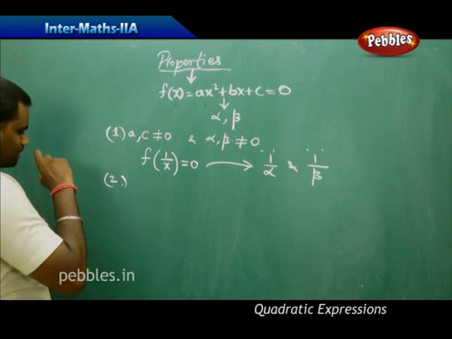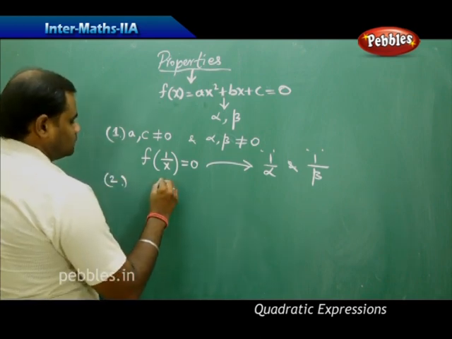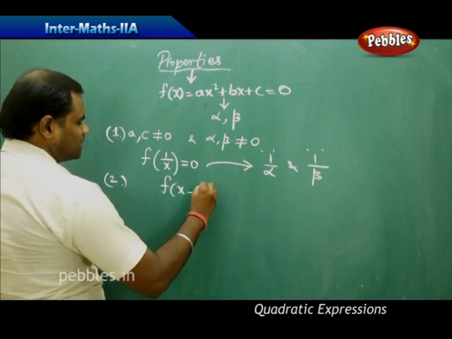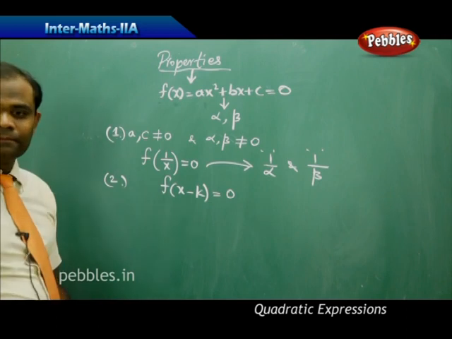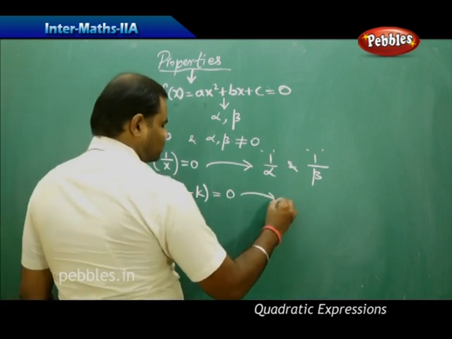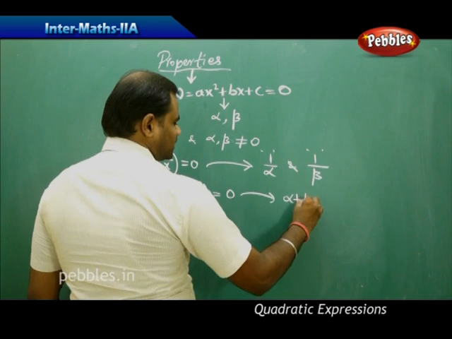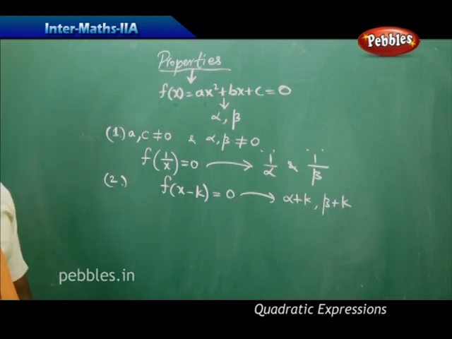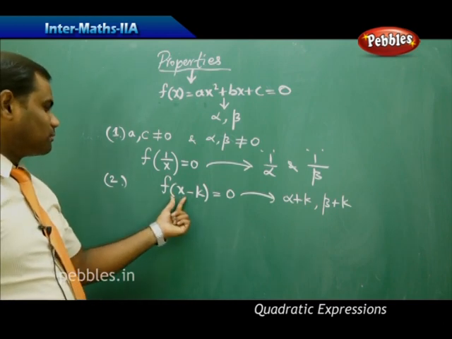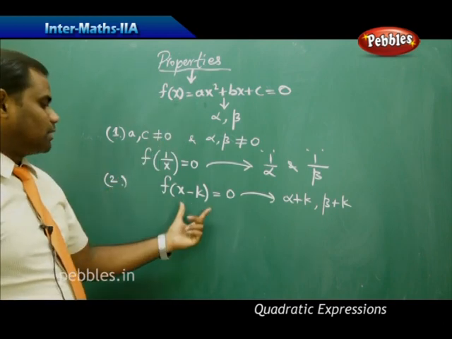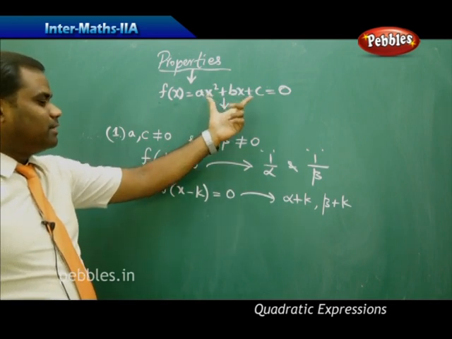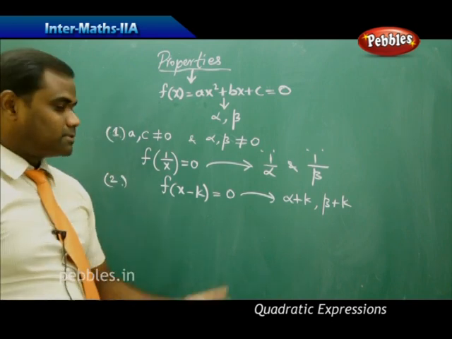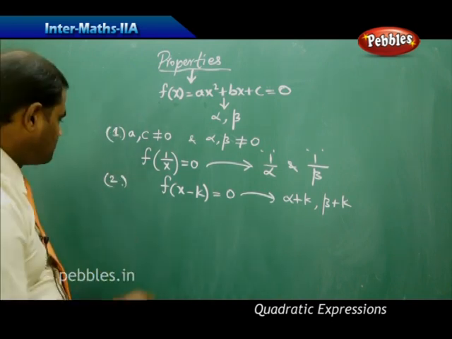Similarly, if I consider f of x minus k equal to 0, then this function will have the roots alpha plus k and beta plus k directly. So we have a formula which says that if I subtract k from the x value, then the whole quadratic function changes, and immediately that new quadratic function will have the roots alpha plus k and beta plus k. This is the direct property we identify here.